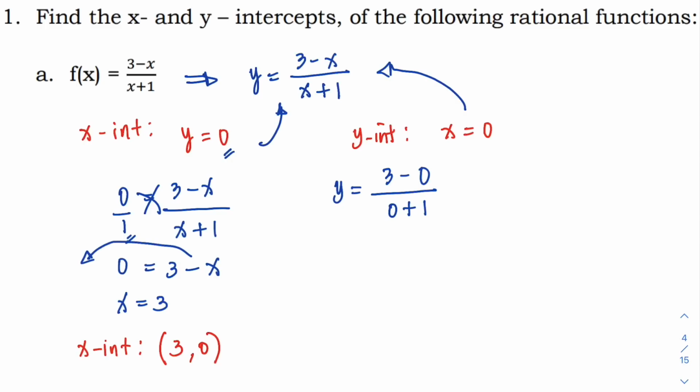So, simplify natin to guys. So, 3 minus 0, that is 3 over 0 plus 1. This is 1. Then, divide natin. 3 divided by 1. So, ang y natin is equals to positive 3. Nakuha? So, therefore, ang location ng ating y-intercept is yung x natin, which is 0, comma y, which is positive 3. Nakuha, guys? So, let's have another example.